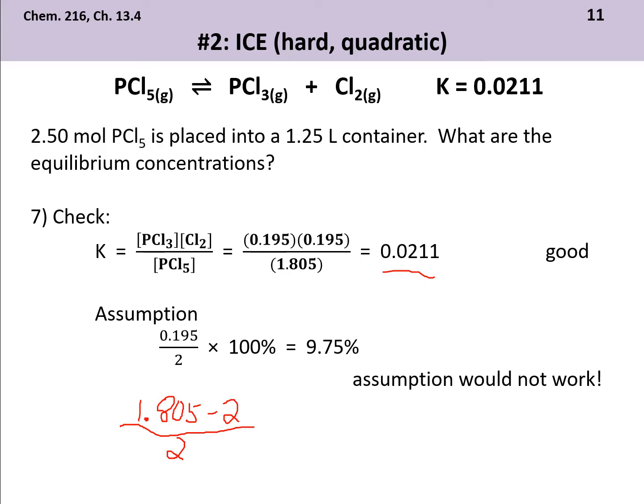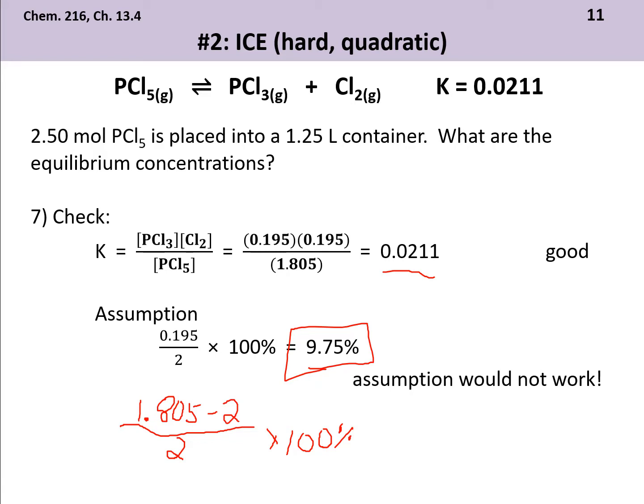So how far off is this? Well, I take the difference between those two, which is 0.195. I divide by the 2, and I get that the assumption would have been off by 9.75%. So the assumption would not work, okay? So that's why I had to do the long way, okay?